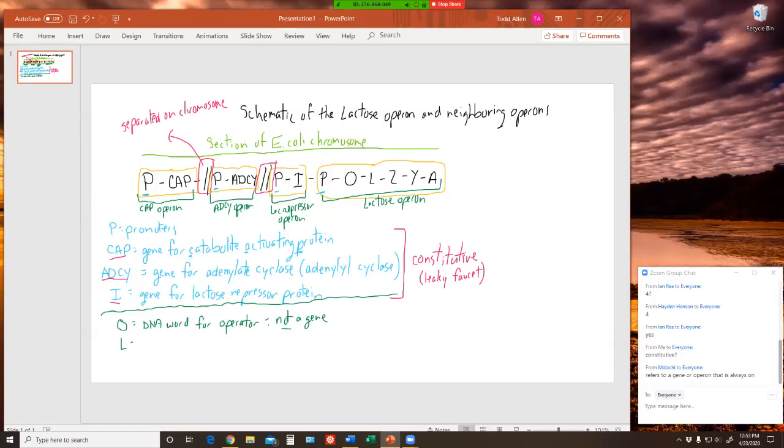L is something called a leader. A leader is a stretch of RNA that you typically find more in prokaryotic systems than you do in eukaryotic systems. That's just a general statement. You can find exceptions to that. But a leader is a stretch of DNA that is transcribed into RNA but never translated. Okay, so the leader is a gene in the sense that it is transcribed, it's made into RNA, but that leader is not translated into protein.